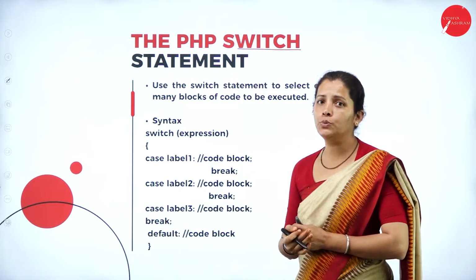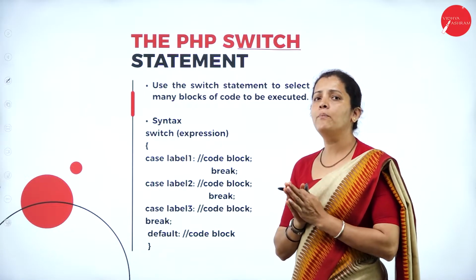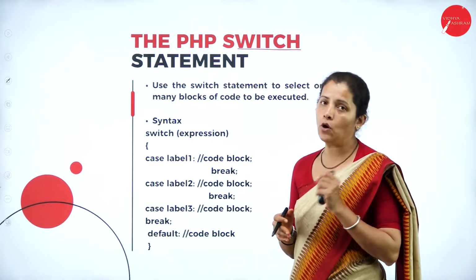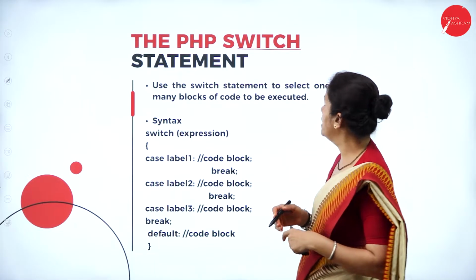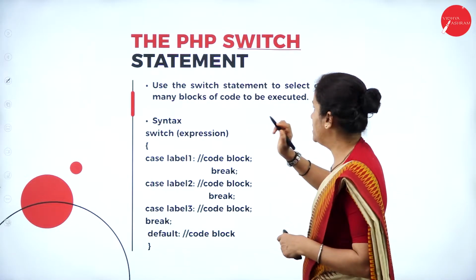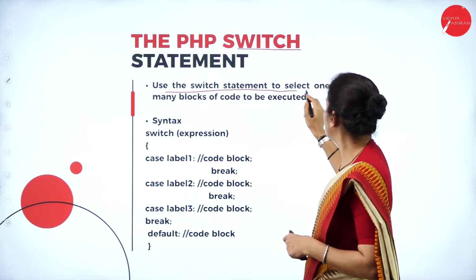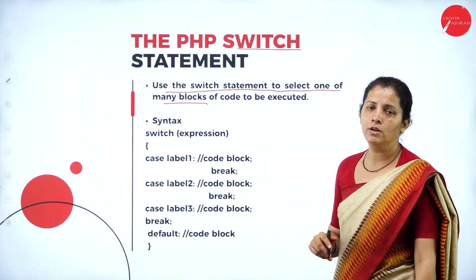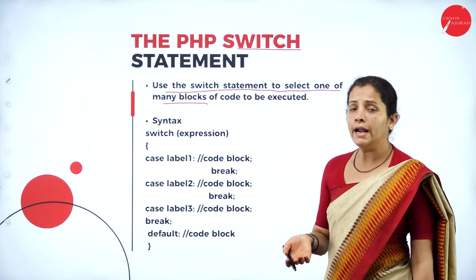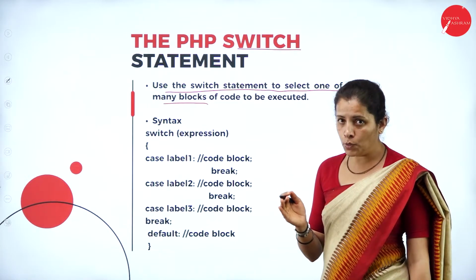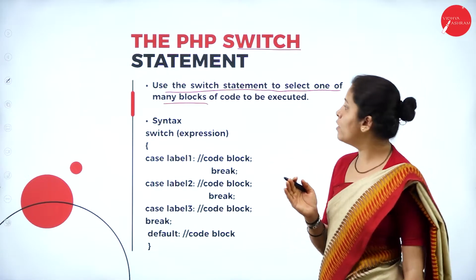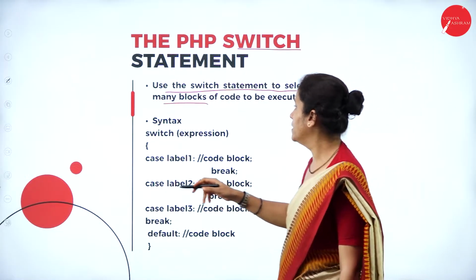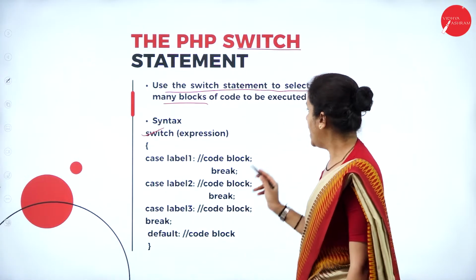So why do I use the switch statement? When I have many options, and in that I want to select only one option at a time, then I'll go with the switch statement. Use the switch statement to select one of the many blocks of code to be executed. So I have many blocks of code, but at a time I just want to select one block and execute only one block, then I'll go with the switch statement.